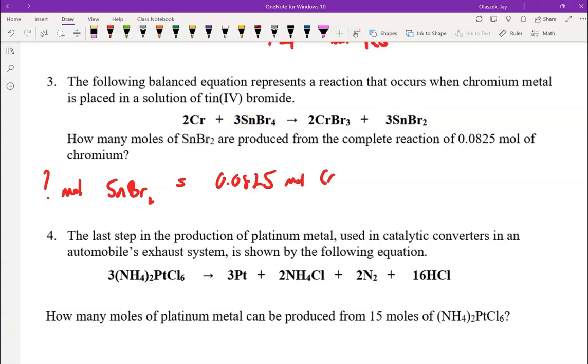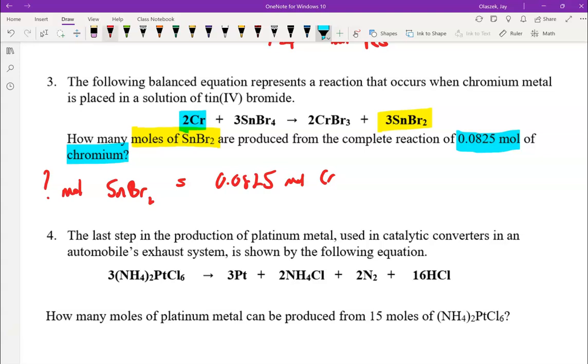Tells us the version of tin with the 2 in it is our unknown. So let's get there. Let's make sure we know what we're talking about. How many moles of this stuff? That's what we're looking for. What are we starting from? 0.0825 moles of chromium. That stuff.